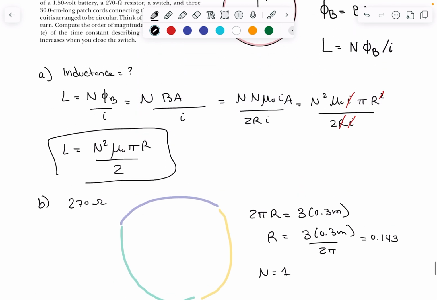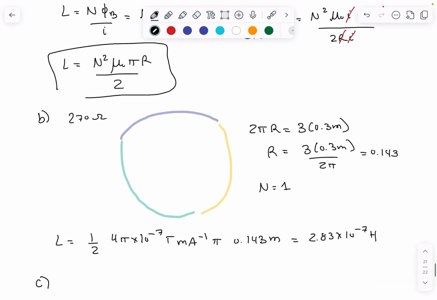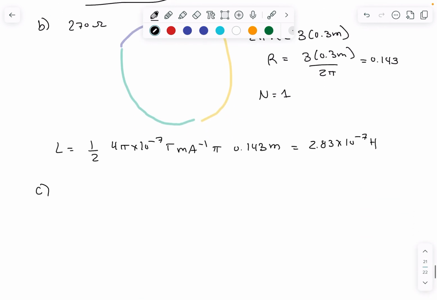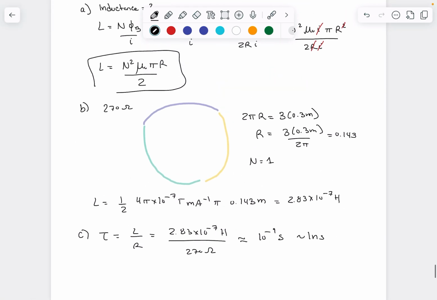C then says, what is the time constant describing how fast the current increases when you close the switch? To get that, we need to know that the time constant is just L divided by R, which is just 2.83 times 10 to the negative 7. And this time R, we're talking about the resistance, which is 270 ohms. That is going to be somewhere around 10 to the minus 9 seconds, so about a nanosecond. Okay, and that is it for this problem.